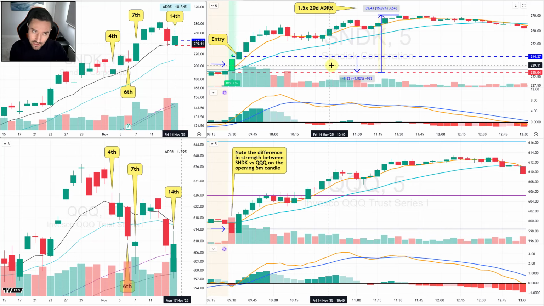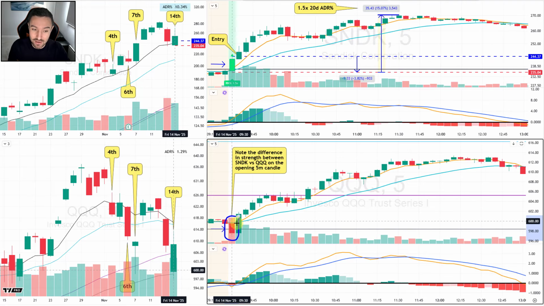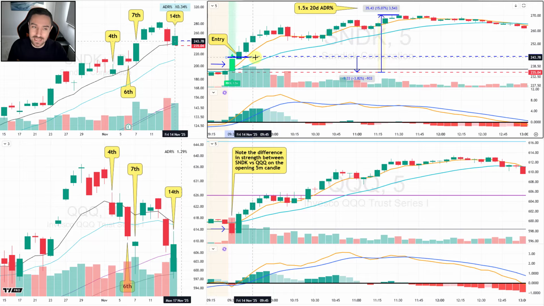Now in terms, let's start on the daily chart. Actually, we'll come back to this 5-minute candlestick and the strength that this 5-minute candlestick was displaying versus the triple Qs in the opening 5-minute candlestick, and then why I was looking so closely at SNDK.